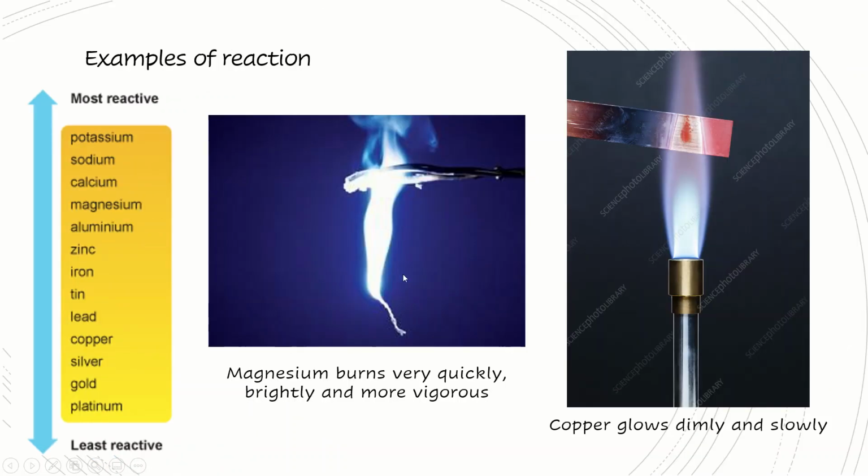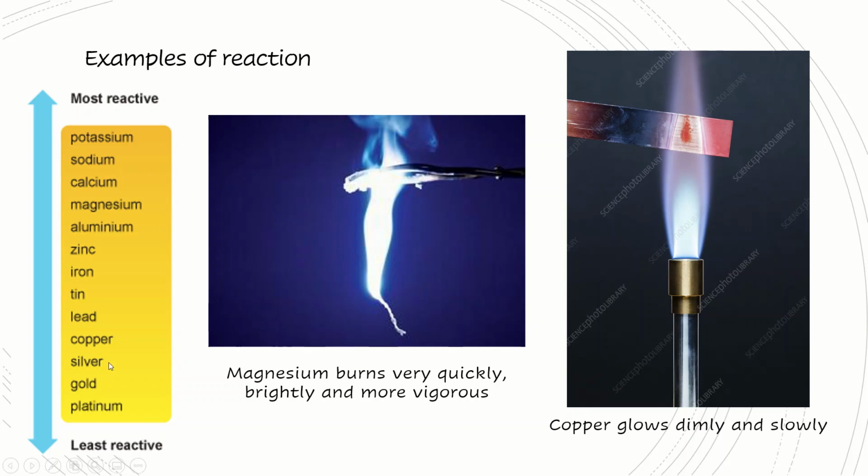Alright, so this is the picture of the reaction between magnesium and oxygen. So magnesium burns very quickly, very fast, brightly, and more vigorously. The color of the flame produced is a brilliant white flame. Okay, and very bright. Okay, so magnesium is considered a reactive metal.